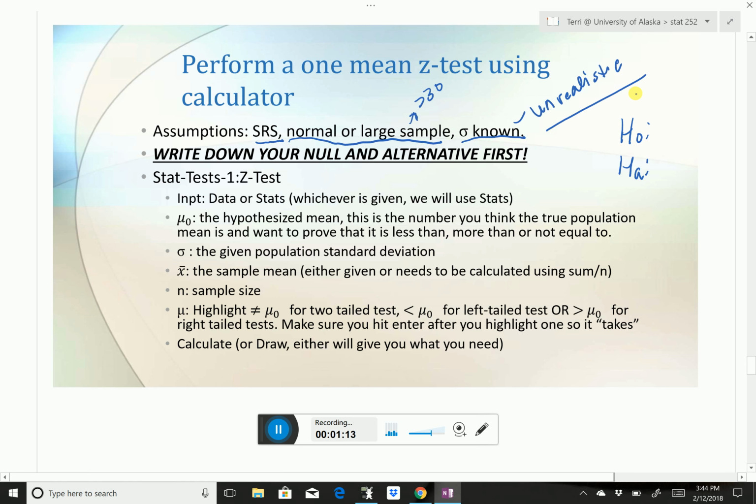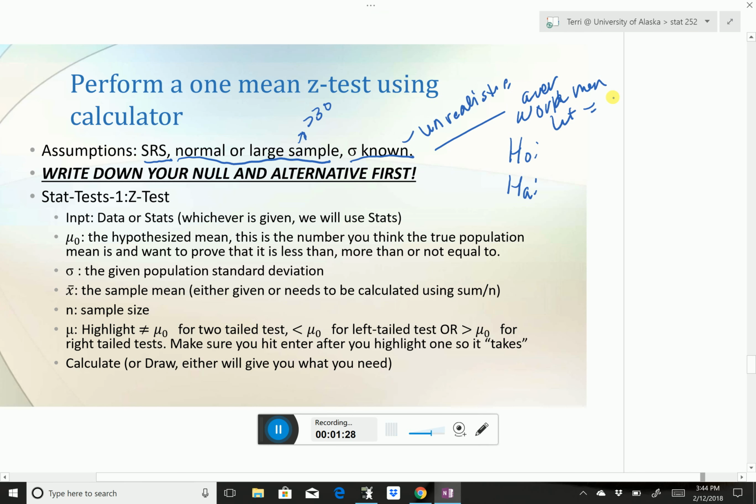Let's say that I know that the average world men's height is about 172 centimeters. The standard deviation for men's heights, so our sigma, is given at 7 centimeters. So 172 centimeters is about 5'7.5", so that's the world average male's height.